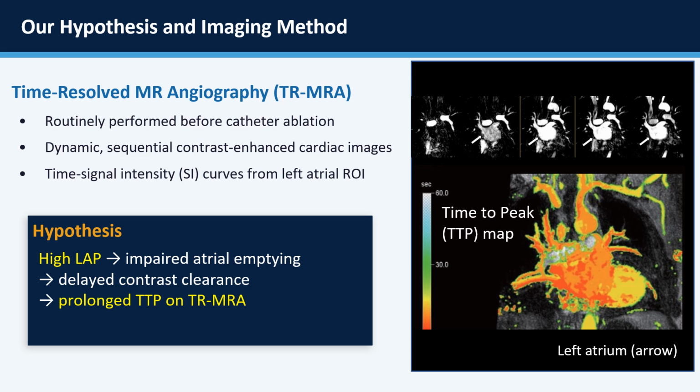For example, high LAP risks impaired atrial emptying. This causes delayed contrast clearance within the heart chamber, which should show prolonged time to peak in the left atrium on the MRA.